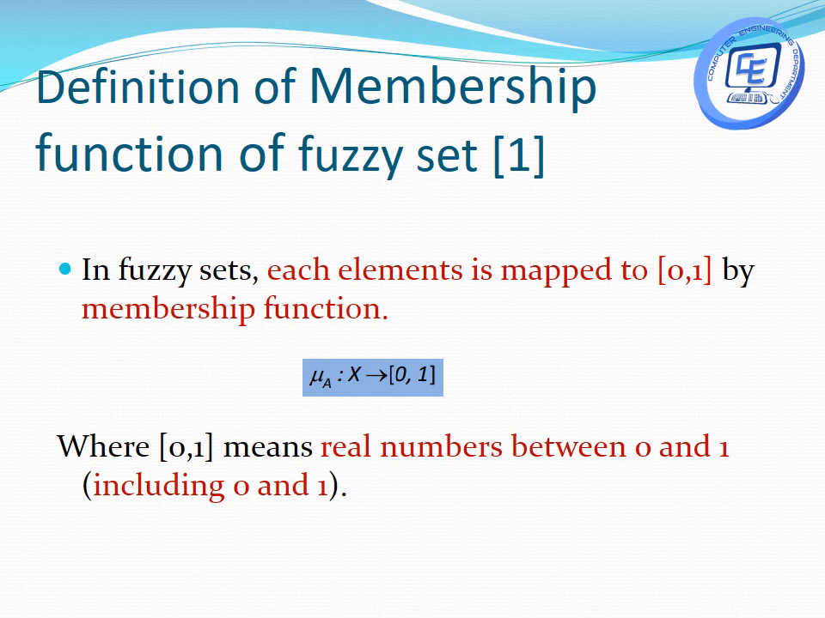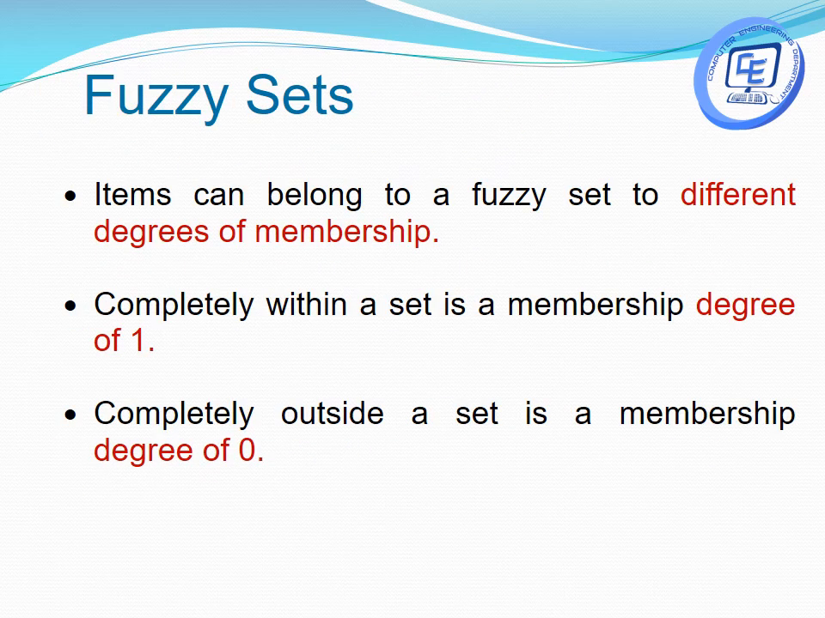So, as we have seen, uncertainty is present in the fuzzy set. There is not a definite value of either 0 or 1. It will be between 0 and 1, including 0 and 1. Therefore, the membership function mu of A is given by the element x mapping to [0, 1].